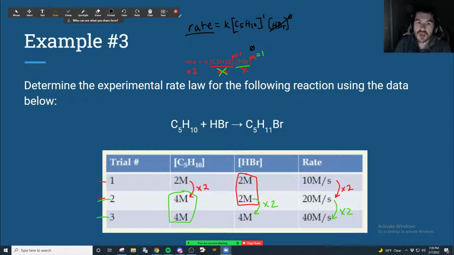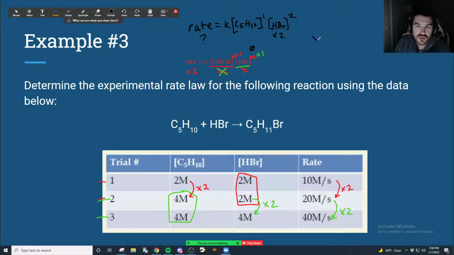Okay, now let's change it up for just a second. What if it was second order? What would we expect to see in the data? If we double the concentration of HBr, I should say, so if we go from 2 to 4, what would we expect to see with the rate? Well, take a look. We would be doubling this, but then that would be getting squared. So we'd be doubling it, and then it gets squared.